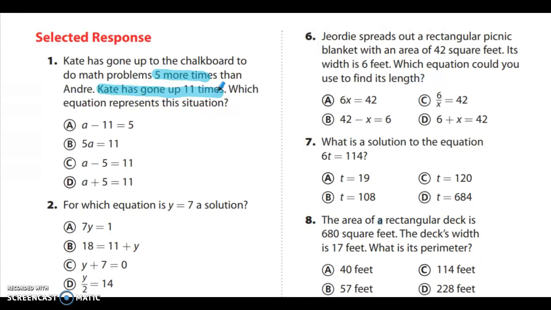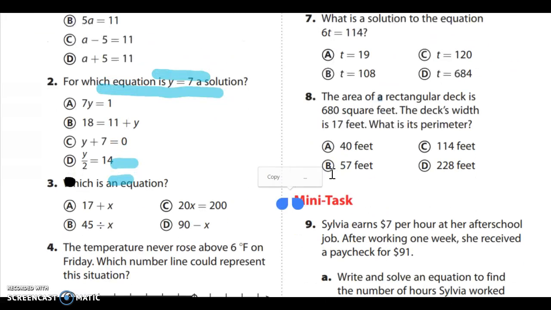Well, it looks like it's going to be either C or D, because we know it's going to be equal to 11. And which one would be 5 more times? Kate's gone up 5 more times than Andre, and A would represent Andre. So if you had Andre and then you added 5, that would get Kate, which is 11. The answer here is D. All right, let's move on. We are on number 2.